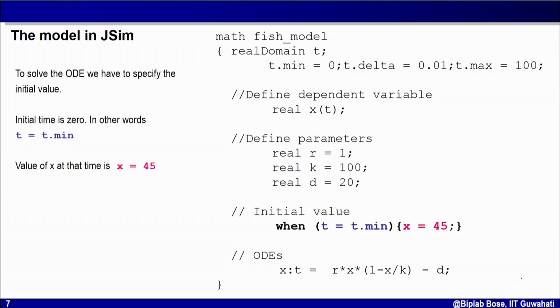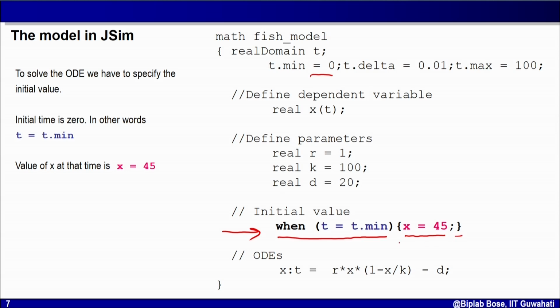Let's look into the other part. If you remember, every ODE solver has to know the initial condition. That is, what is the value of the dependent variable at t equal to 0. How should I tell that information to JSim? That is what is shown here. It is written as when t equal to tmin. What is the value of tmin? Tmin is 0. So this line of instruction is telling that when t equal to 0, the value of x is equal to 45. That means I am telling there are 45 fishes in the tank at t equal to 0.